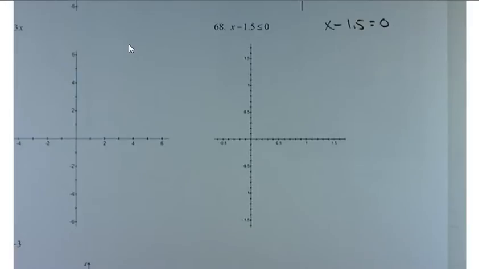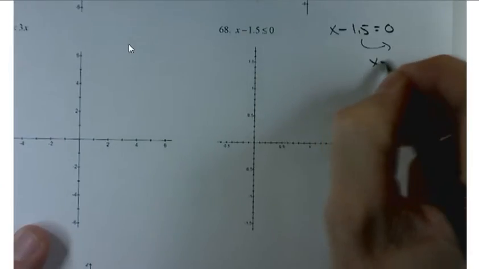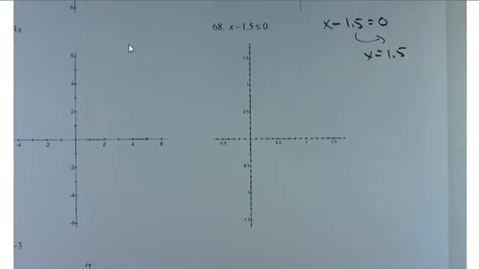Do I have to come up with a t-table for this? What's the graph of x? Tell you what, let's do it this way. Let's move this to the other side and graph x equals 1.5. What's that graph look like? Somebody trace it out with your hand.